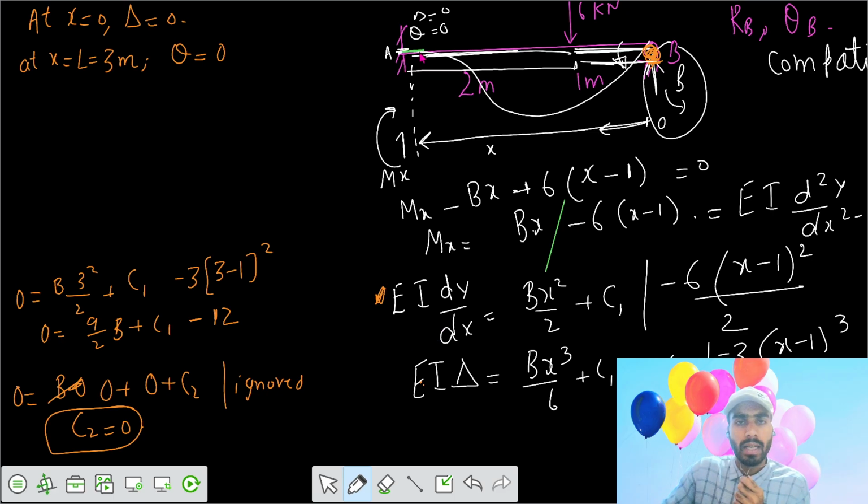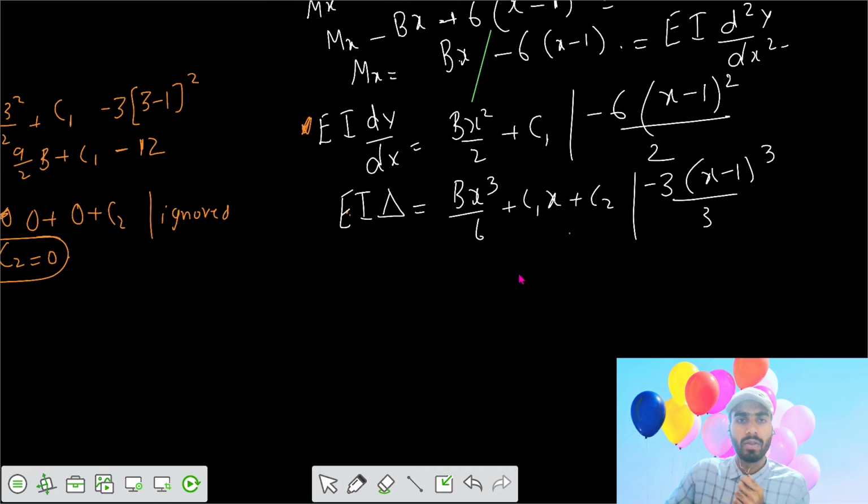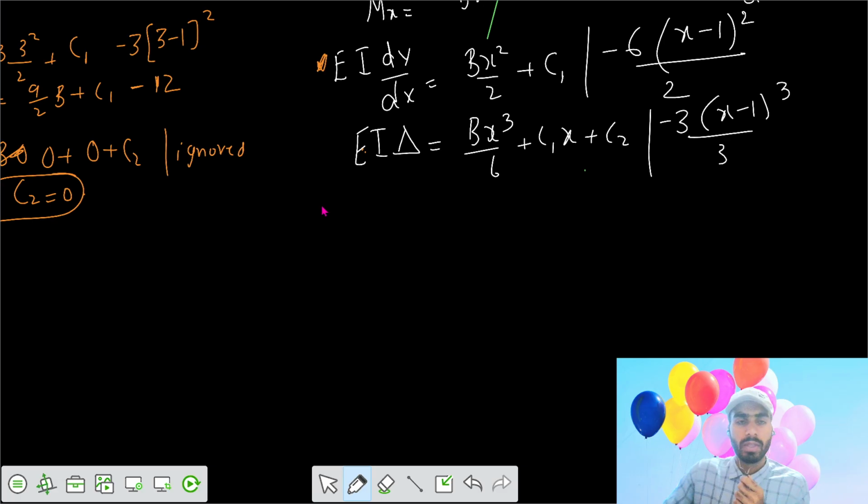So here we got the theta, where theta is 0. Delta is also 0 here. We can write at x equals 3 meter, delta is also 0. That means at x equals 3, delta is 0.